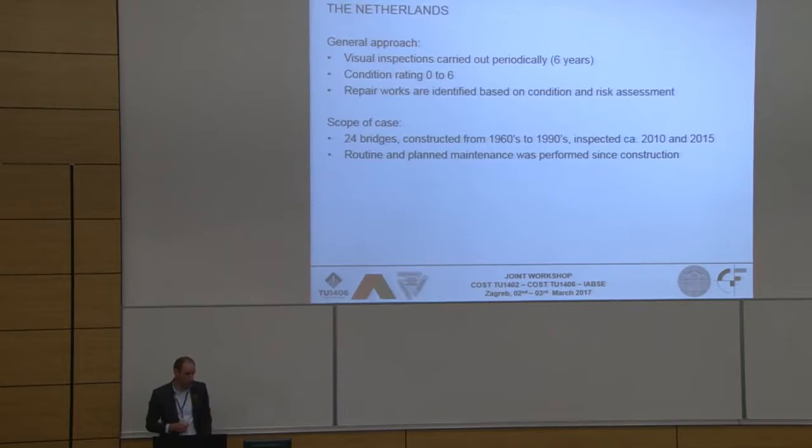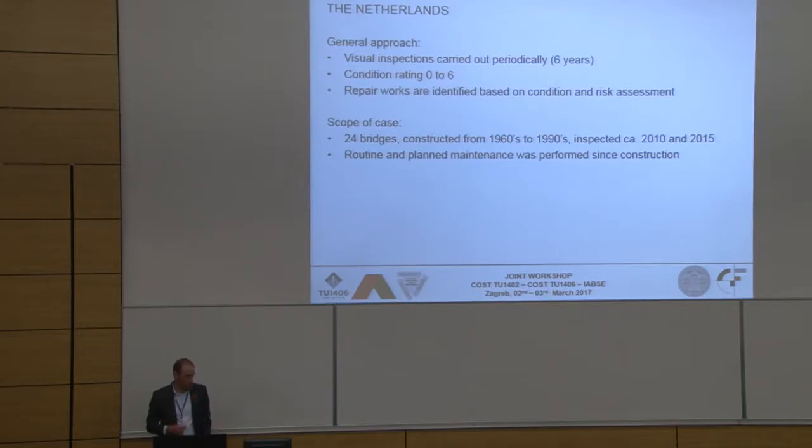So in the Netherlands, we have a more preventive approach, so we do regular inspections, but also regular maintenance. Inspections are carried out periodically, roughly every 6 years. We also do a basic condition rating, 0 to 6 in this case. We do identify the repair works based on the condition, but we also include a risk assessment. So in other words, we try to assess the effect of the condition state of a certain element on the bridge performance, and based on that we identify the repair costs.